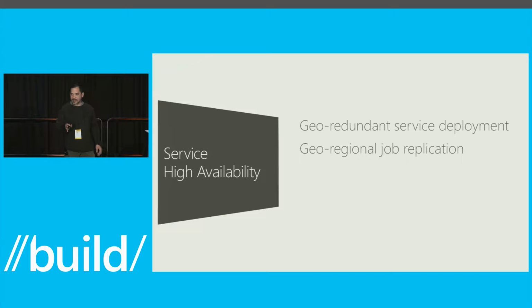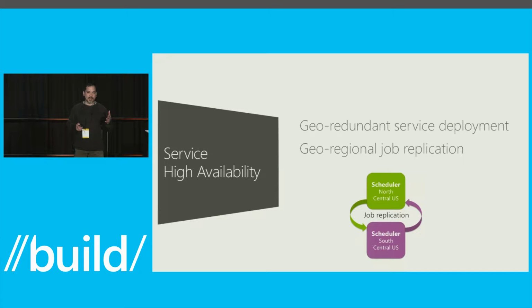Geo-regional job replication. So not only is our front end available for your management requests coming in, but the jobs that you have given us to execute will also be replicated to ensure that in case something happens to one of our backends, or there's some type of outage that we can't reach out for those jobs, then we fail over automatically to another data center in the same geo region. So for example, if you've created a job in South Central, we'll go ahead and replicate that job to North Central, and if anything happens to South Central, we will automatically run that job for you in North Central.